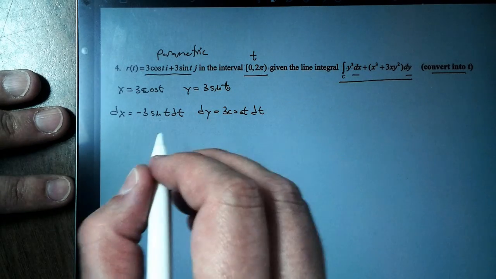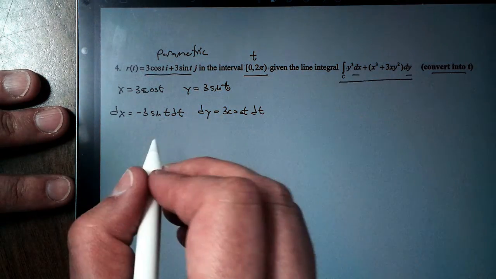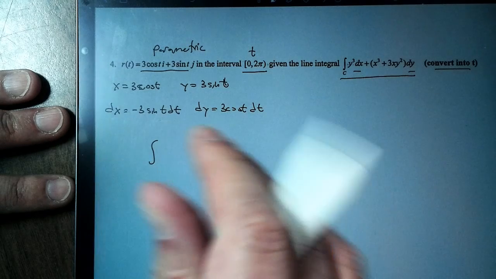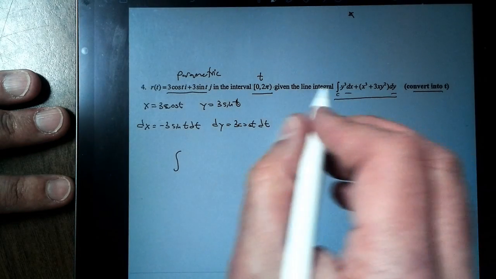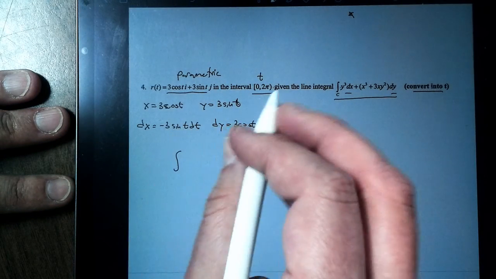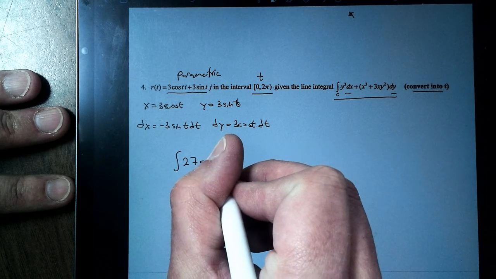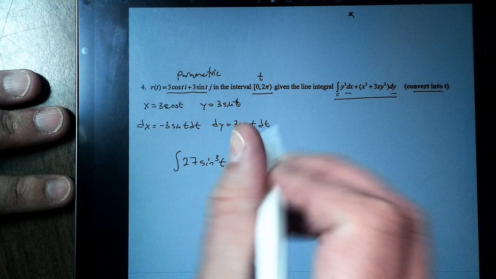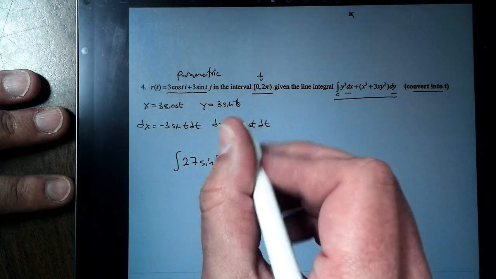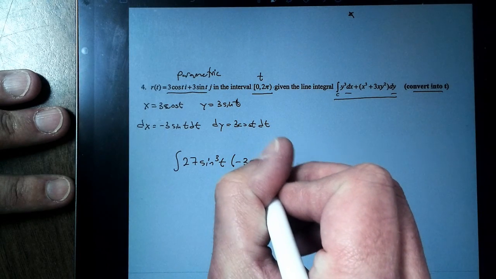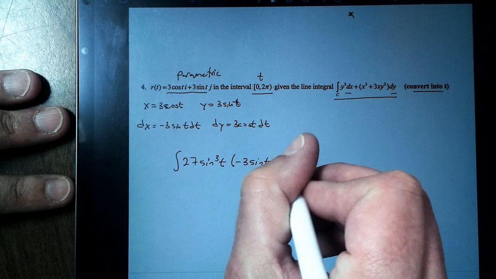And now when I write my integral, again I'm going to split this up. Looking at my y cubed, that just becomes 27 sine cubed of t times dx, which is negative 3 sine of t dt.